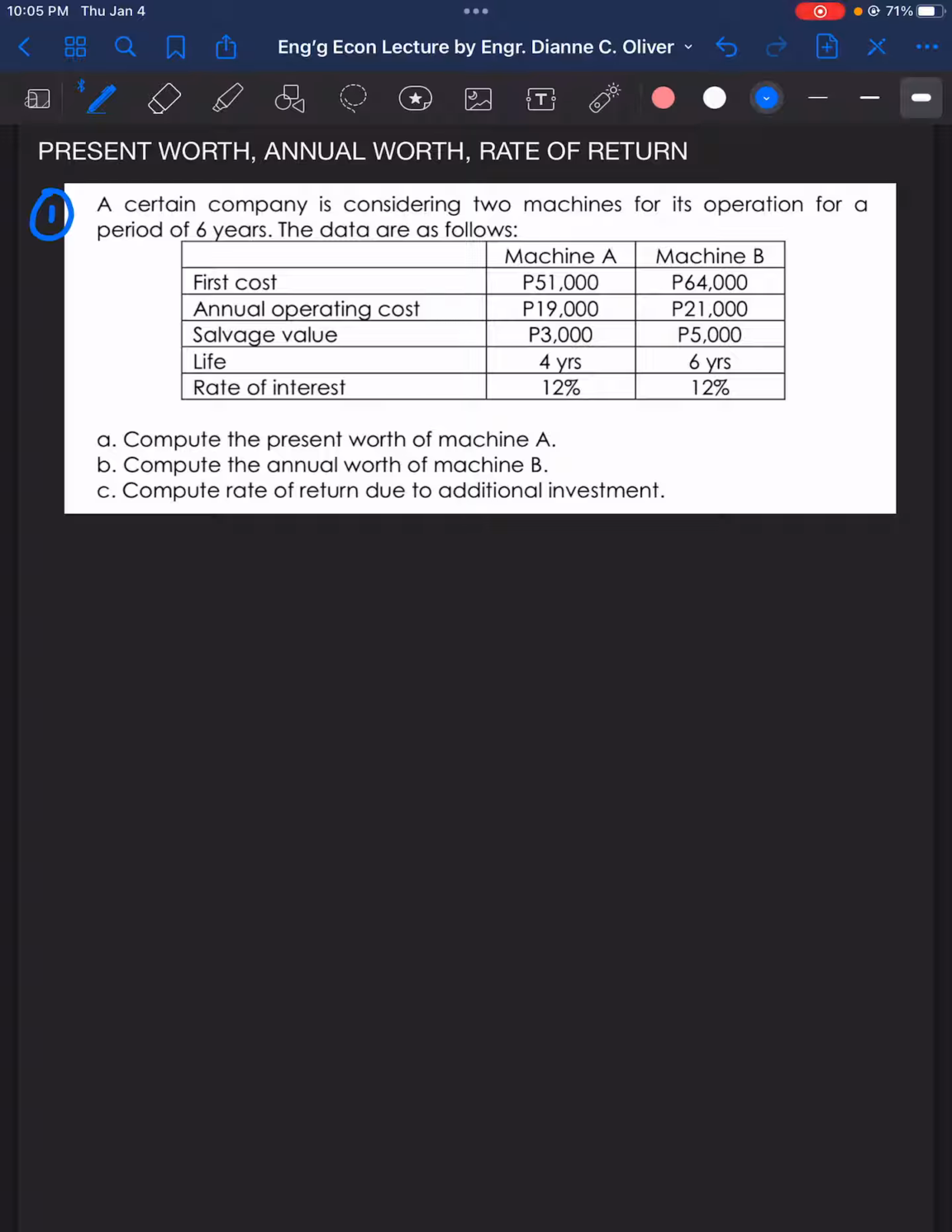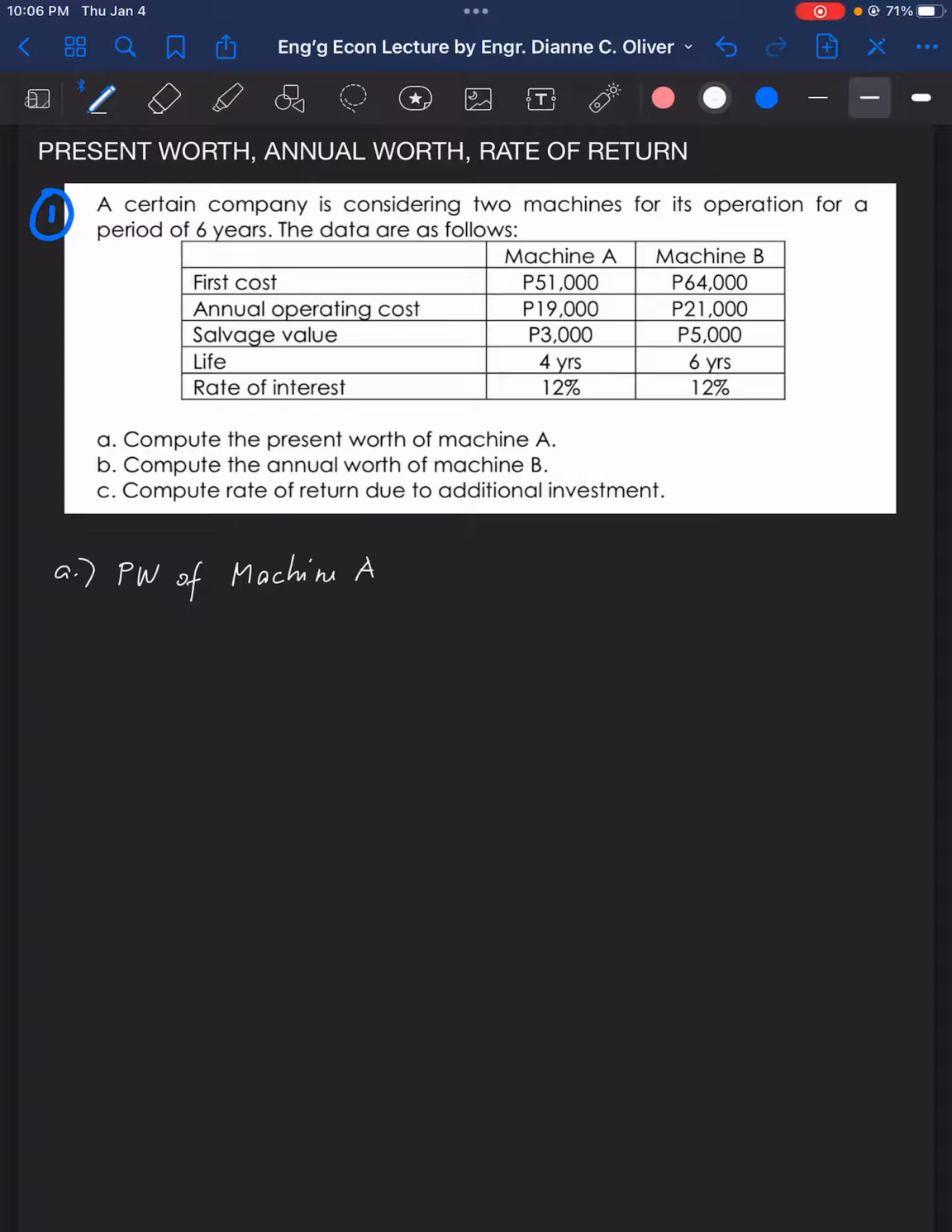For letter A, compute the present worth of machine A. For B, compute the annual worth of machine B. And C, compute the rate of return due to additional investment. Now let's start with letter A. The present worth of machine A.